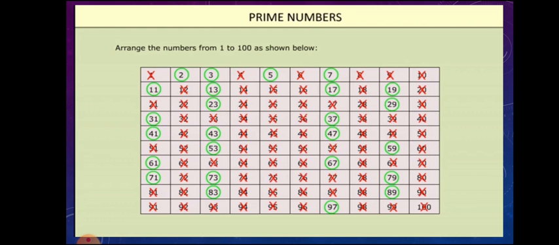Now there is a note for this. From the above list of prime numbers, we observe that every prime number is odd except 2, but every odd number need not be prime. So let's move on.